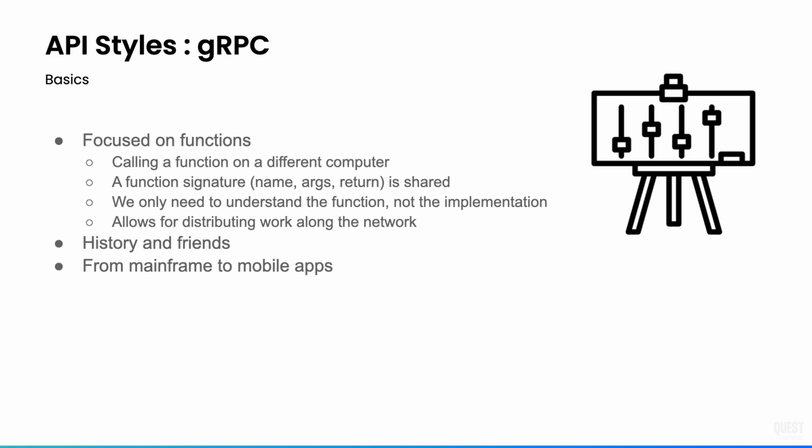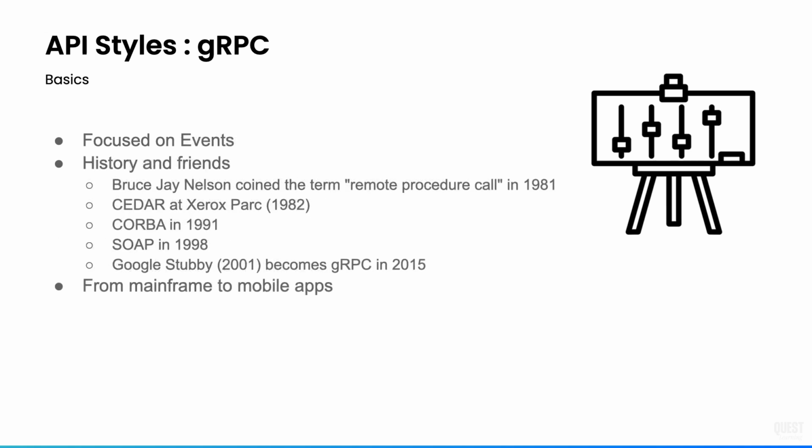Now, we only need to understand that interface, that function name, arguments and return. We don't need to understand the implementation. We don't need to know what language it's written in or what technical location it really is. We need to know how to reach it, but all we do is call it as usual. And this allows us to distribute work along a network. We can actually get lots of machines involved in doing this work.